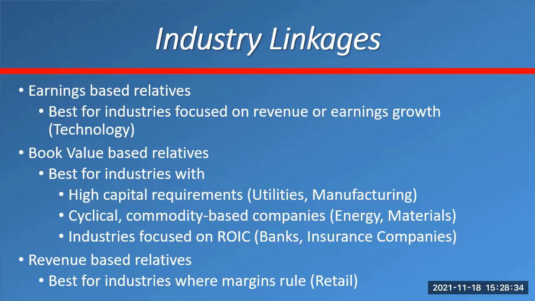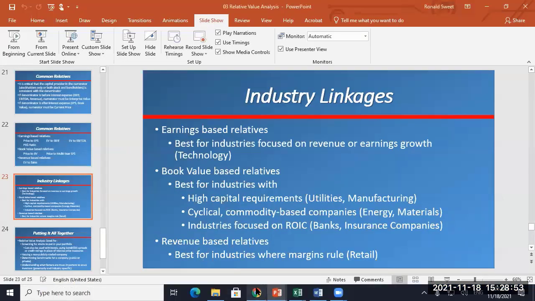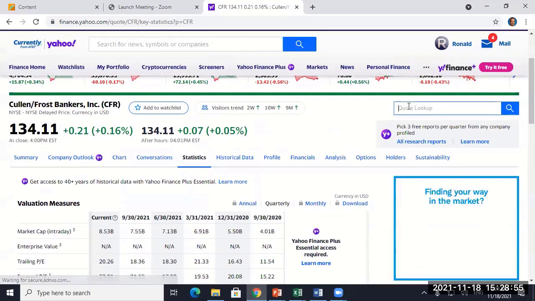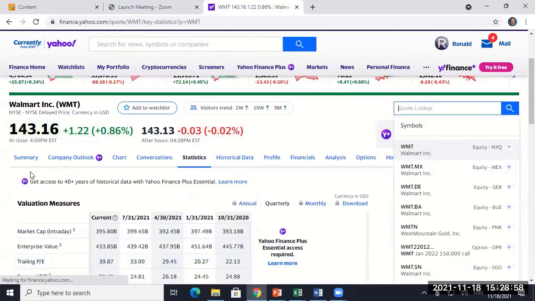And why is that? Why does Walmart look so cheap on EV to sales? Well, because their sales are massive. But their sales are massive because their margins are so thin. You're getting them cheap because $1 of revenue is only giving you like 20 cents of earnings. So very different. I don't think it's going to work now because these firms are so messed up. But we'll try it anyway.